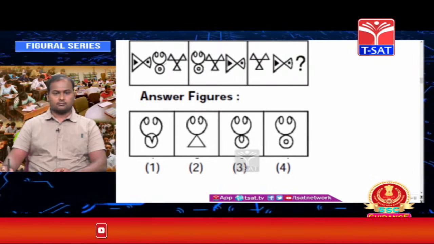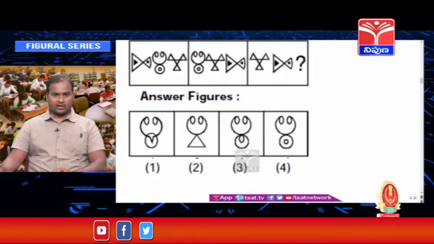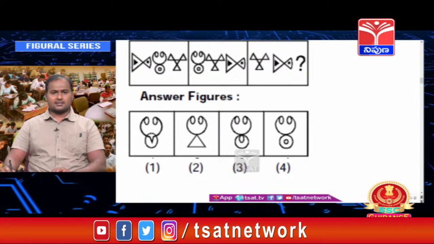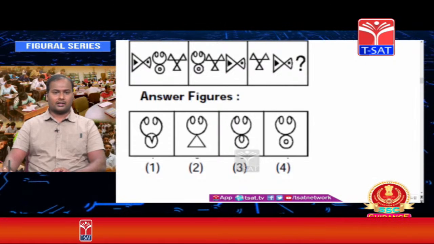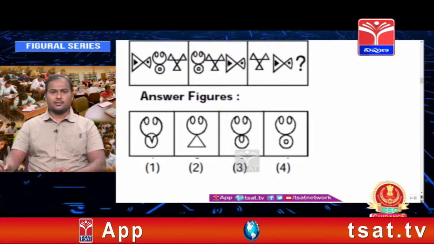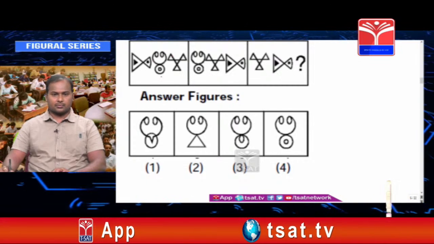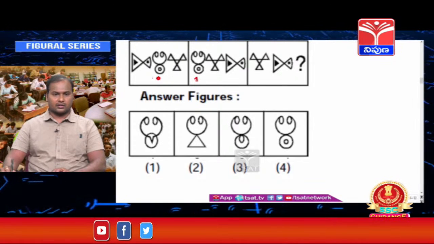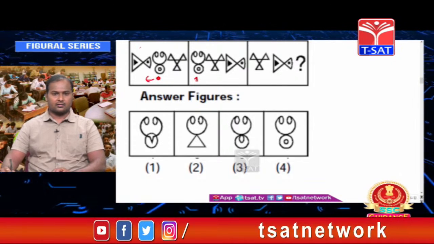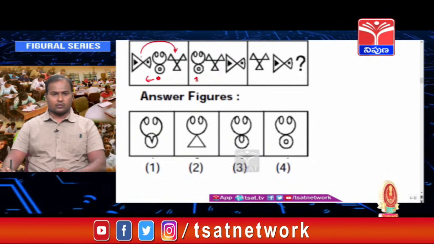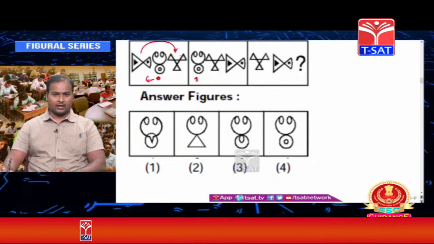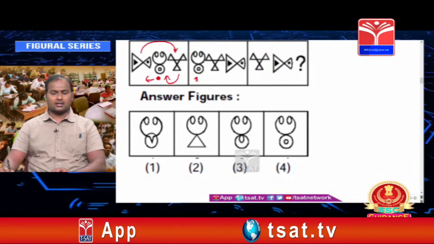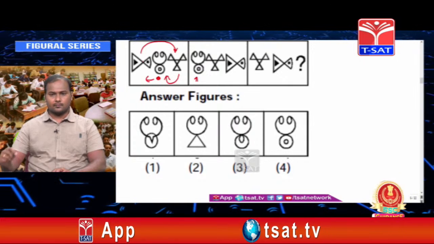In this particular series, there are 3 figures given in each box. You need to observe the change. What is the change? The change is the movement of the figures. For example, see the center figure. It came to this position, so it is moving in this particular direction, whereas the first figure moved from one end to the other end. Clearly they are changing positions by one step.